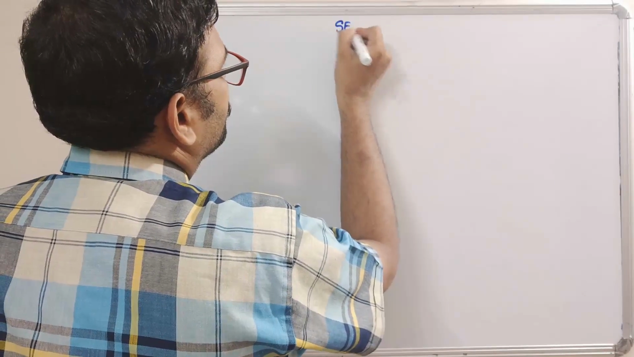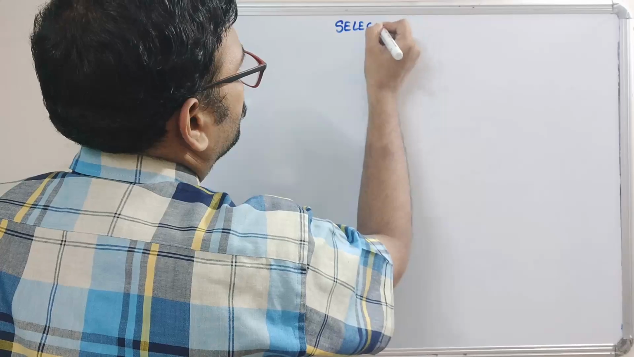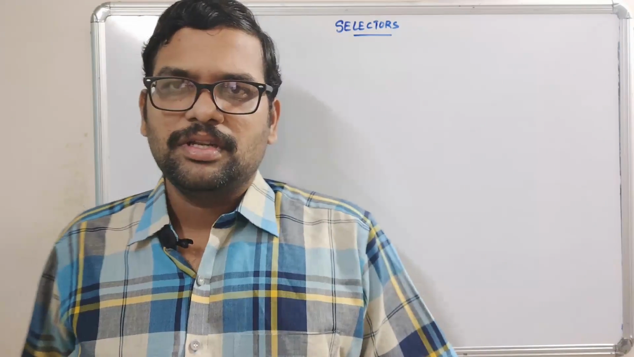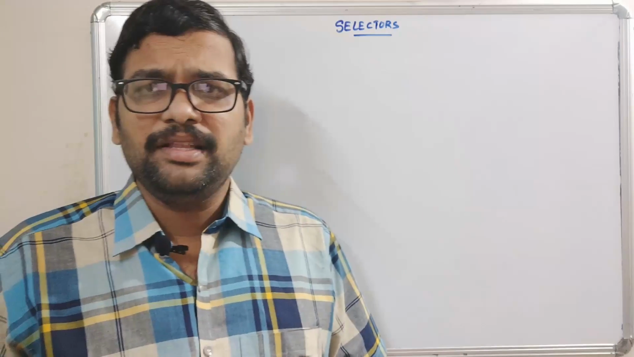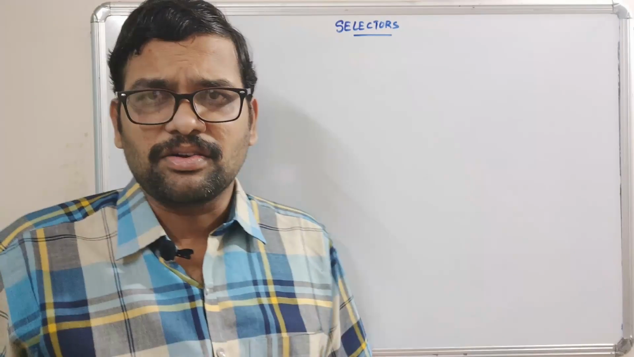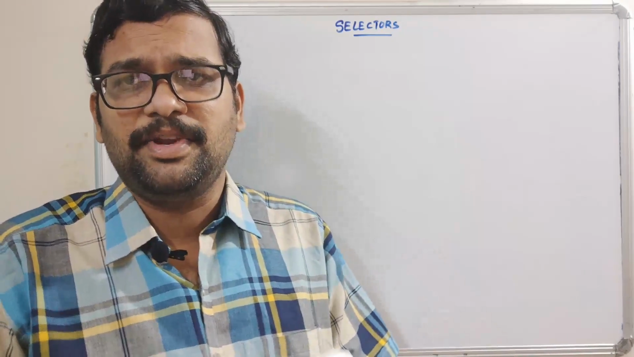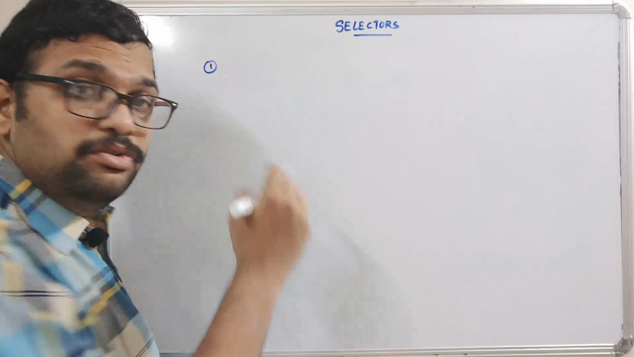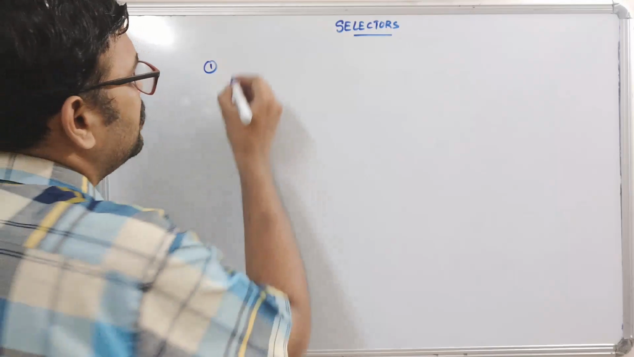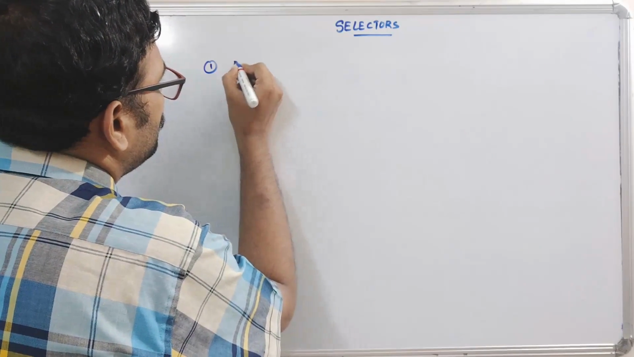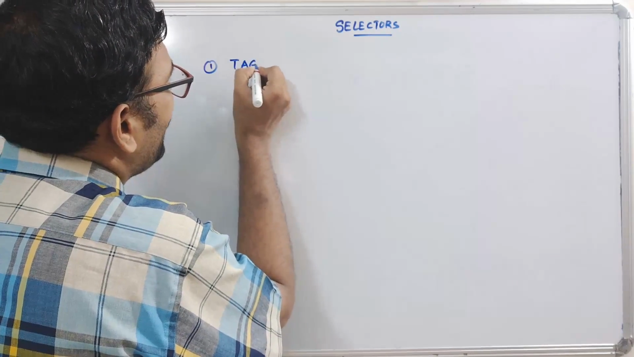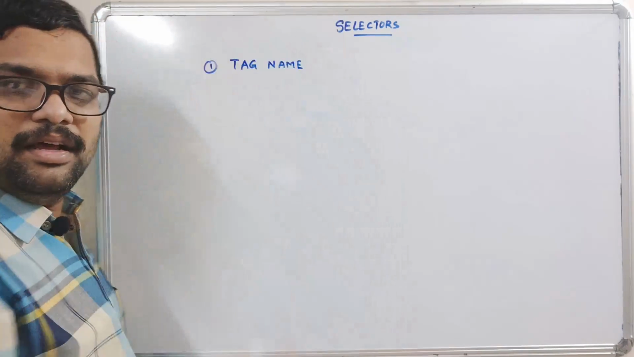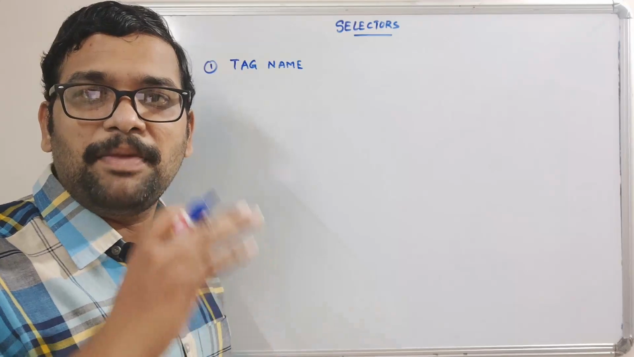Selectors. So coming to the selectors, there are different ways to apply the CSS to the selectors. So selector is a tag, HTML tag, right? So the first one is directly using the name of the tag. By using a tag name, we can apply the CSS.